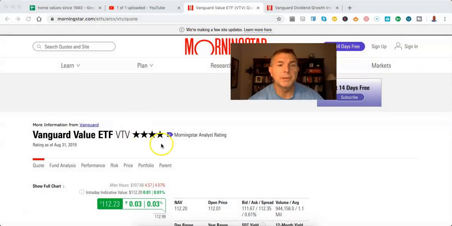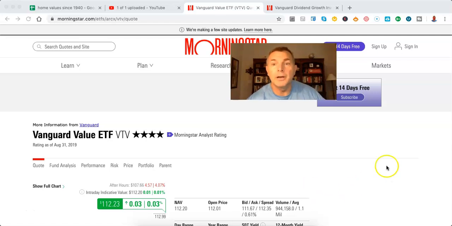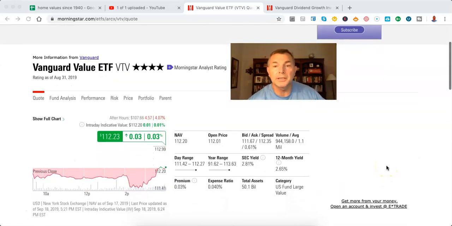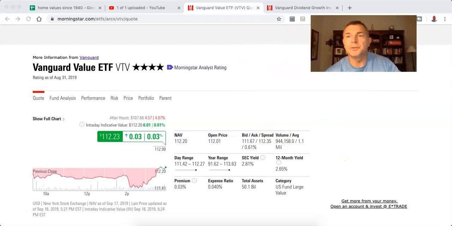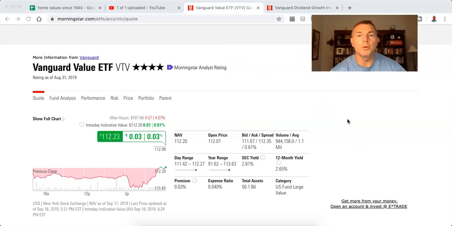The fact that Vanguard Dividend Growth Fund has reopened is a big deal, and it's because of you guys that you made me aware of this fund, and I love it. I'll share with you why here in just a second. All right, so we're going to compare the Vanguard Value versus the Dividend Growth Fund.